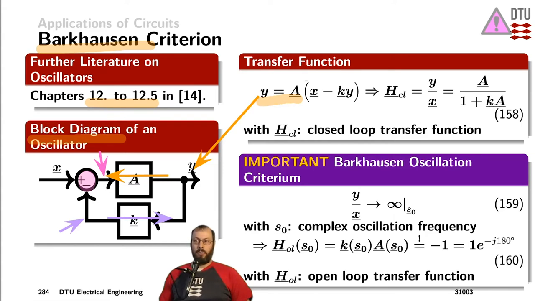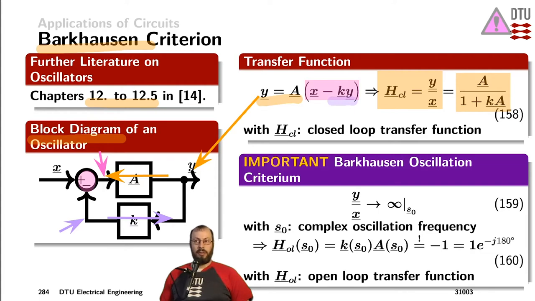So we have the pink signal, which is the input to the block A, and also the output of the summation block. That output of the summation block consists of X minus the purple signal, which is K multiplied by our output of the loop. That equation is very similar to what we had in the buffer amplifier, and we can solve the transfer function of Y divided by X to be A divided by 1 plus K times A.